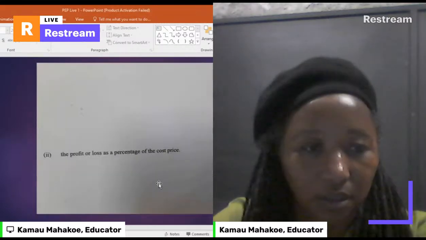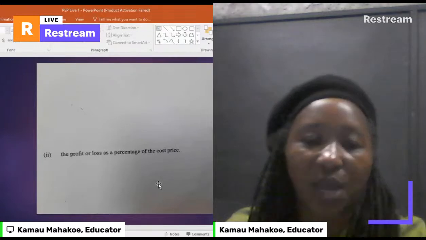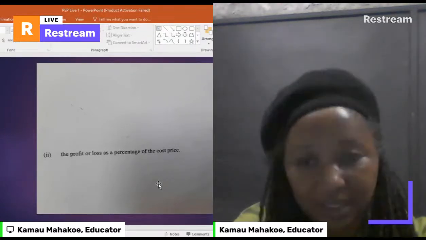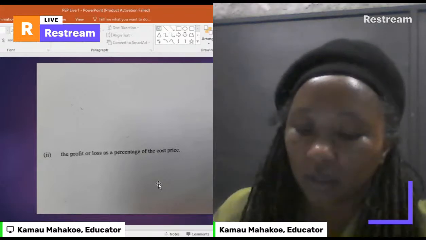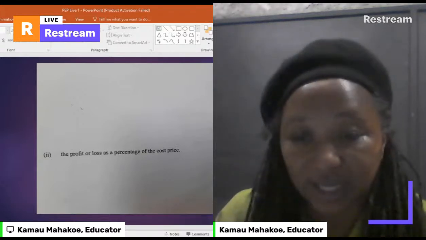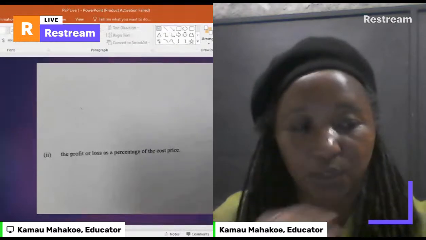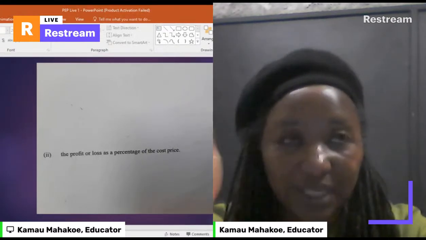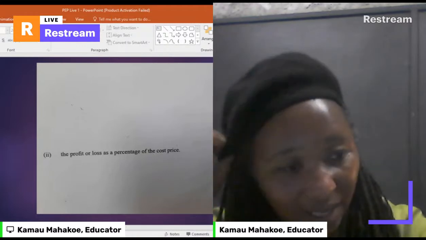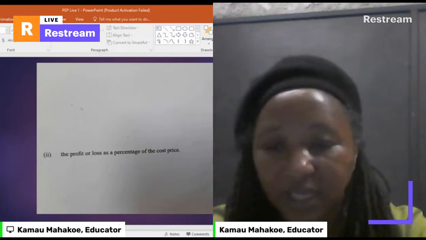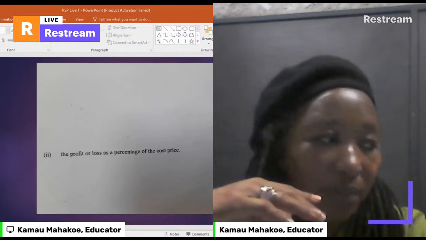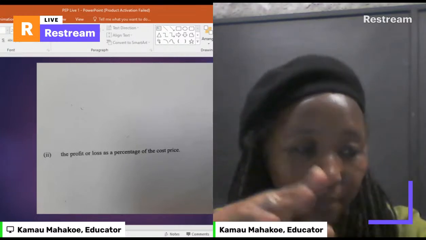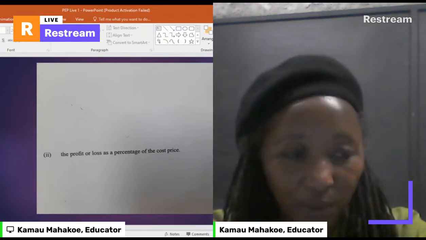It says they want the profit or loss as a percentage of the cost price. So if he paid, the person is getting a discount. So clearly it's a loss, right? It's a loss to him because he paid more for it than what he's selling.